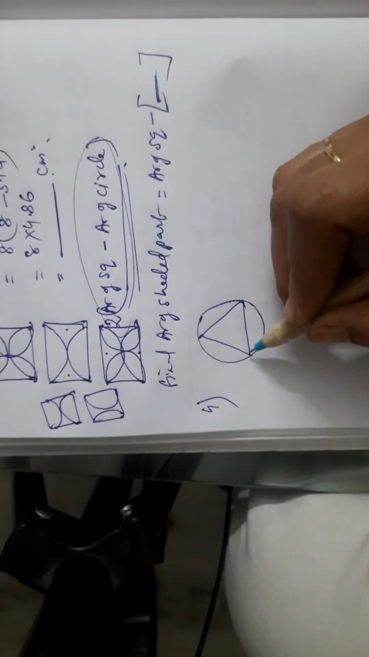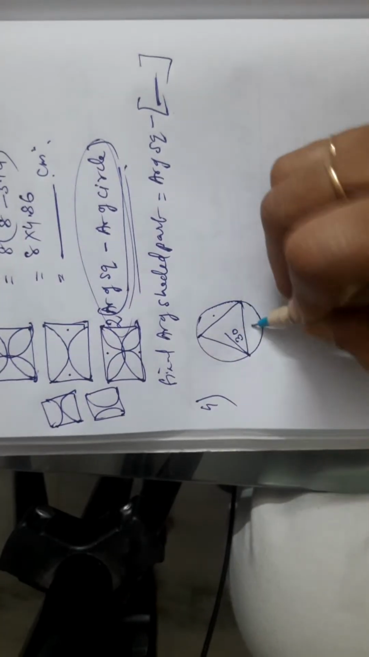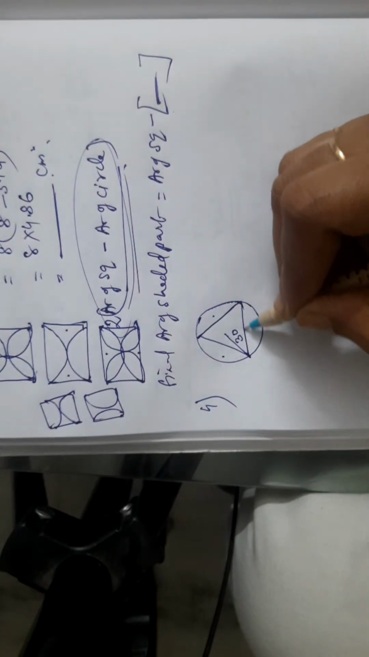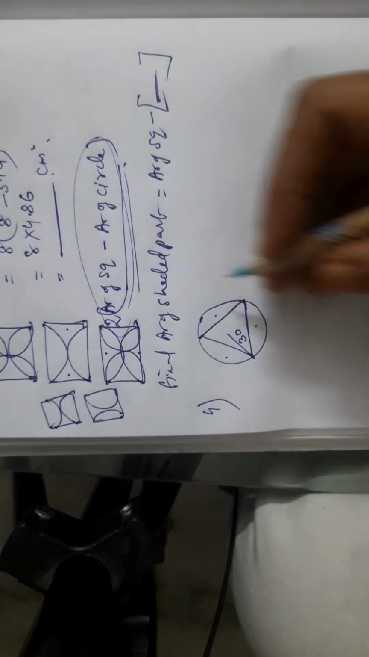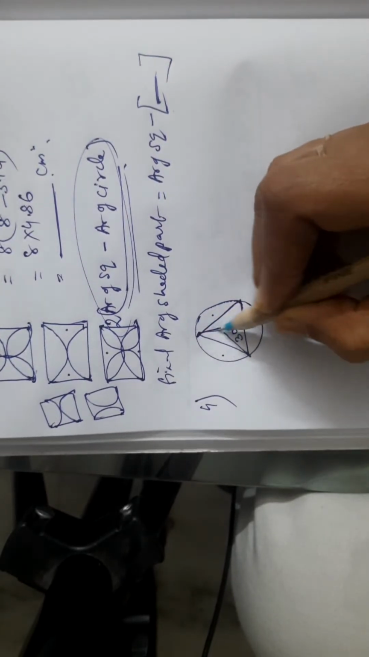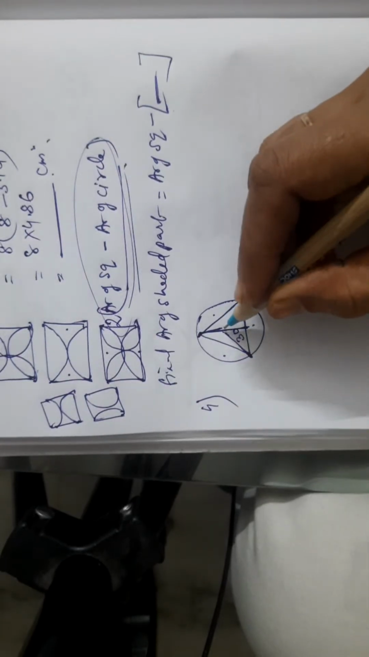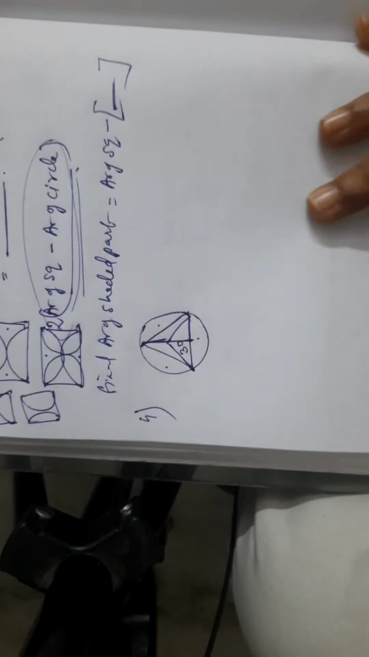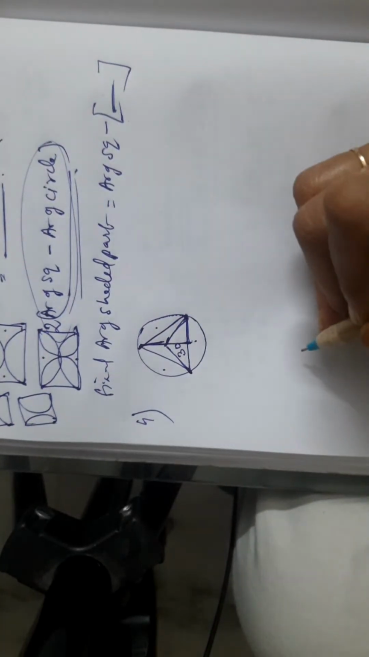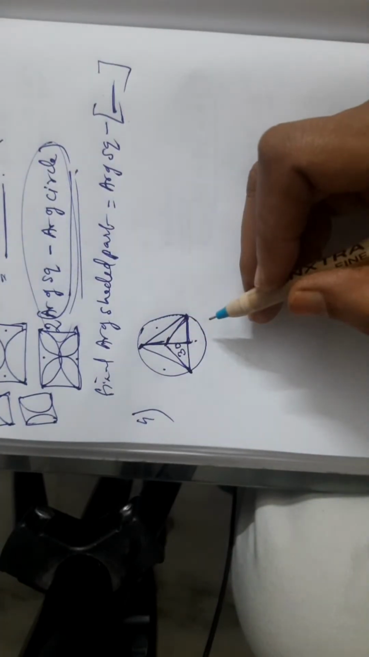So the radius is given as 30. We need to find this design area. For the equilateral triangle, the side is not given. The radius is 30. How are you going to find the side of the equilateral triangle? This you can calculate by trigonometry. Like the radius is given 30, we can apply trigonometry to find the side. As it is an equilateral triangle, theta will be 60.